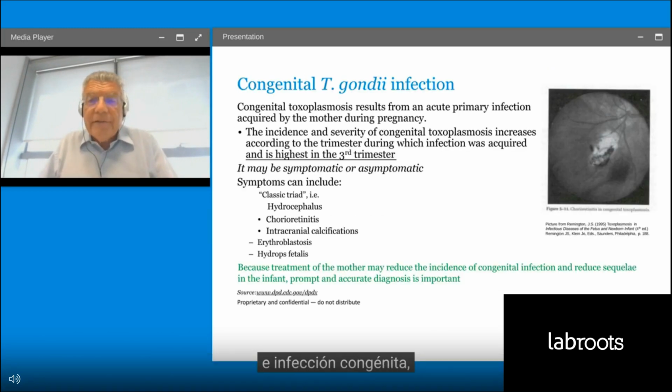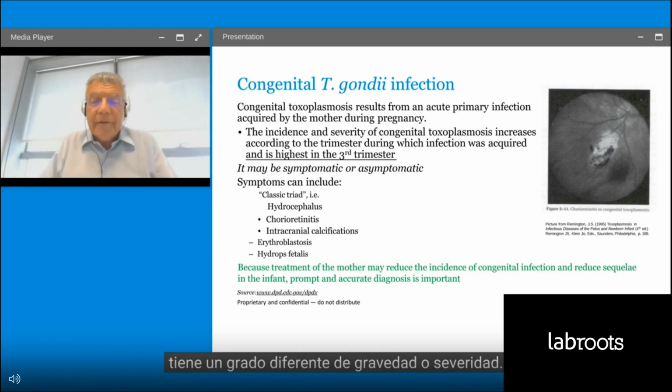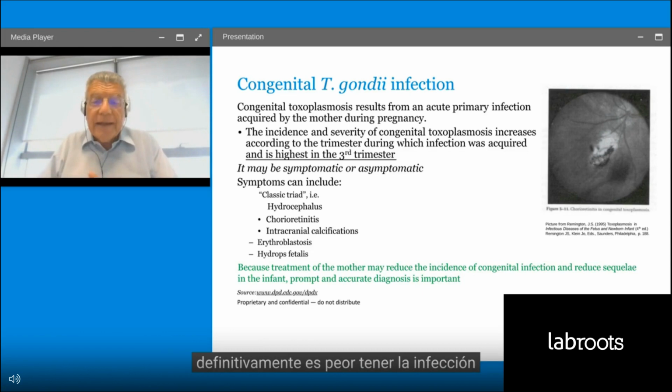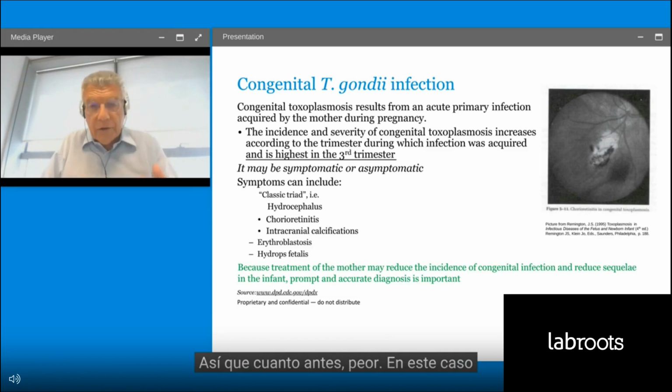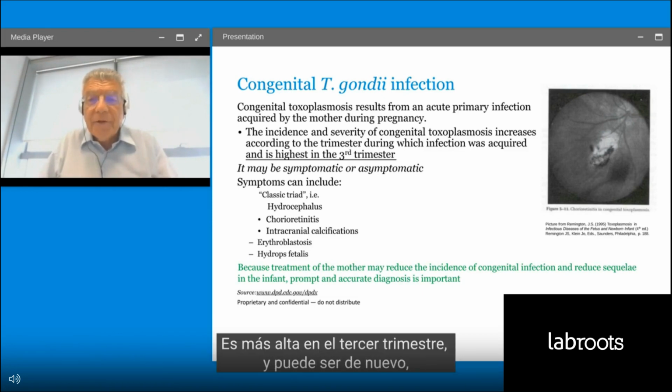And congenital infection that results from an acute primary infection, not from a chronic infection, has a different degree of severity according to when it occurs. In CMV infection, it is definitely worse to have the infection early during pregnancy. So the earlier, the worse. In this case, the incidence and severity increase by trimester, so it's highest in the third trimester.